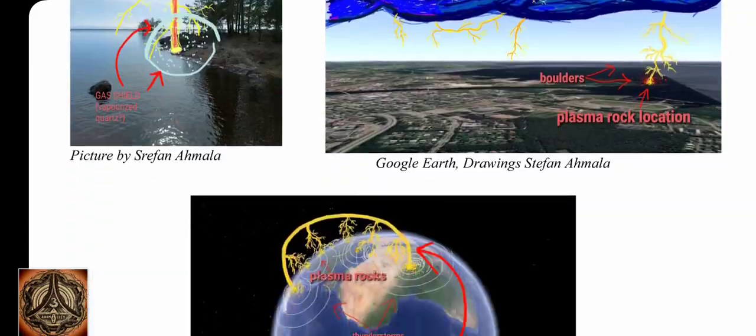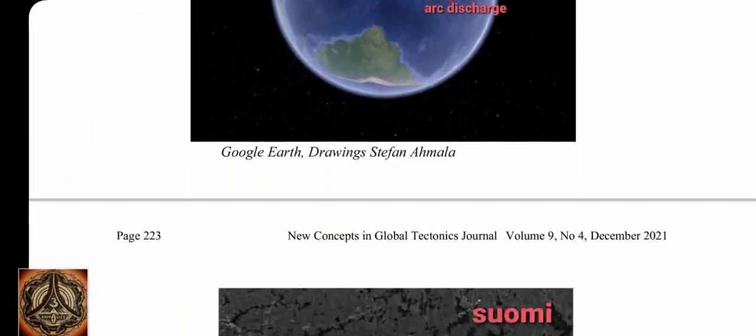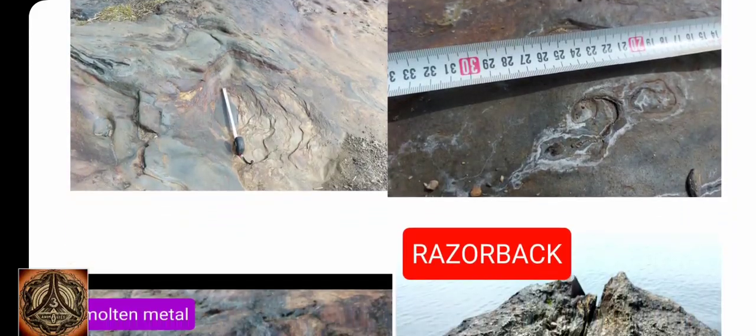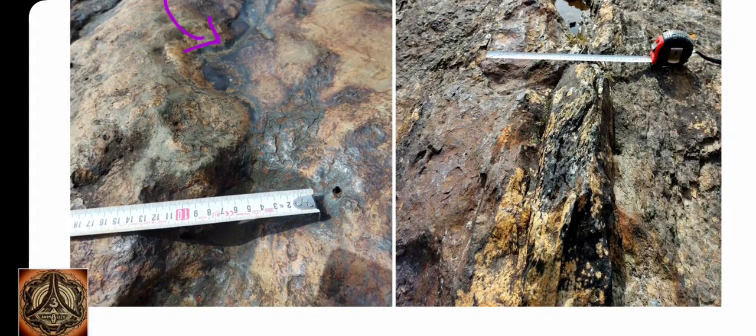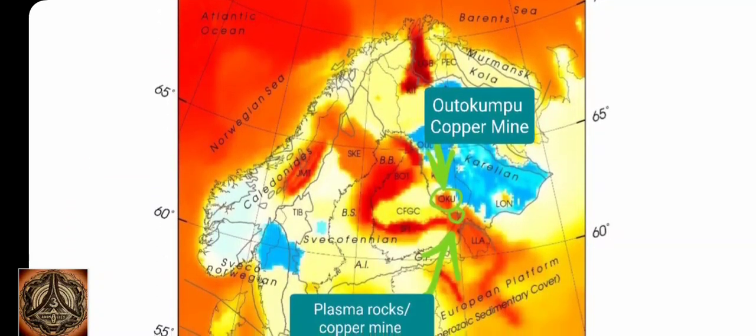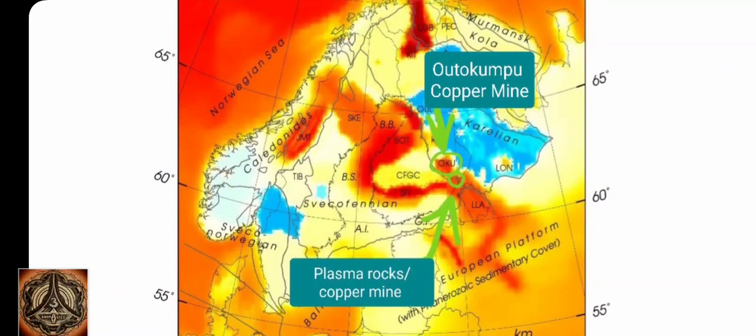There's geothermal activity, lightning bolts, craters, more craters, molten rock on top of metal, molten metal on top of rock. The surface conductivity anomaly, copper mines. Very interesting.